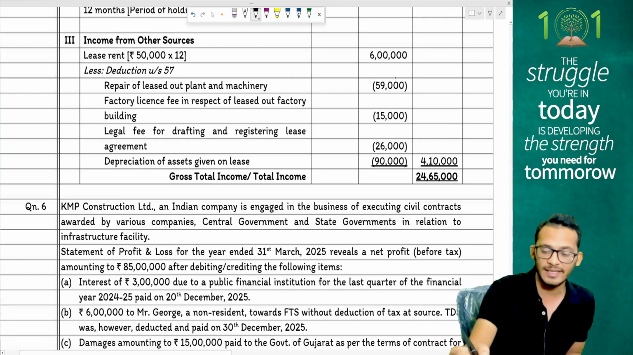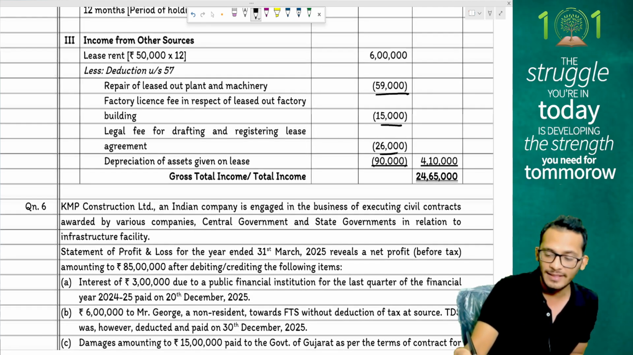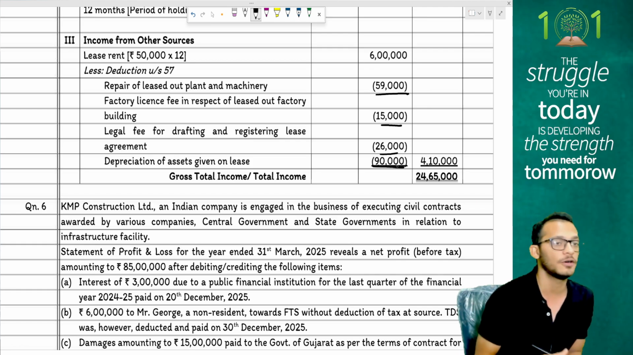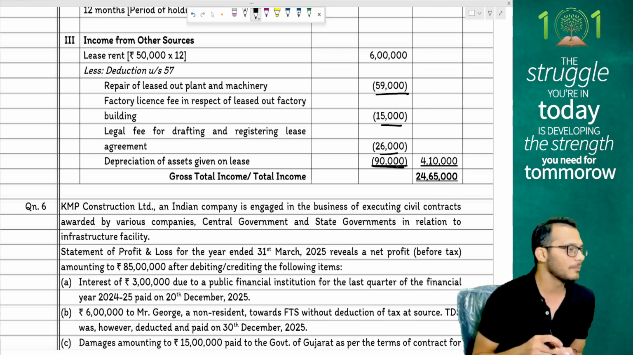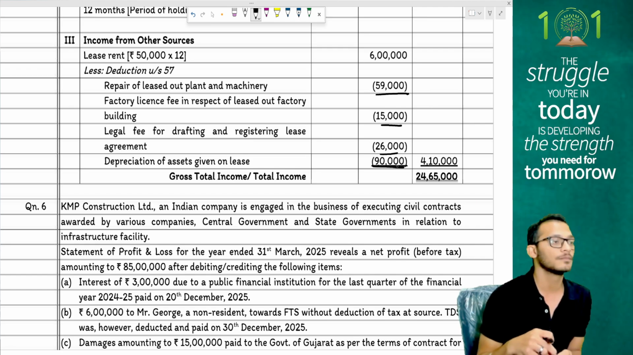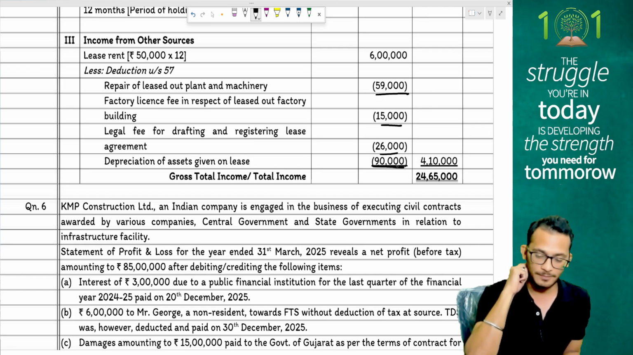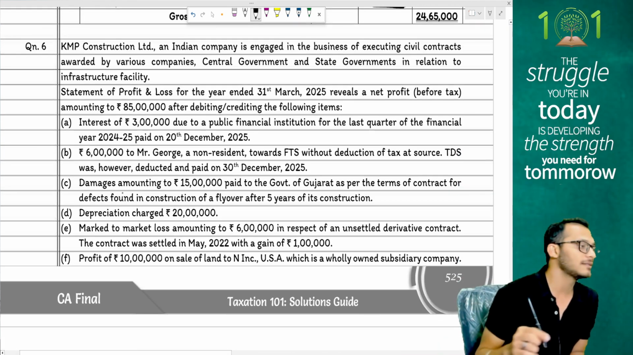Your other sources, let's check. I'm removing my whole repairs, the factory license, legal fees, and also depreciation is being removed in order to arrive at my final computation. A very beautiful question, people. It has enough number of adjustments and everything. I think this is a good question for you to look into before exams. Please do that.